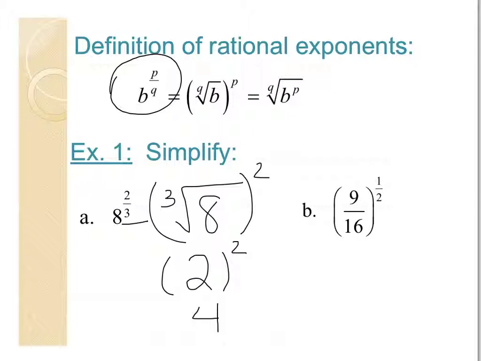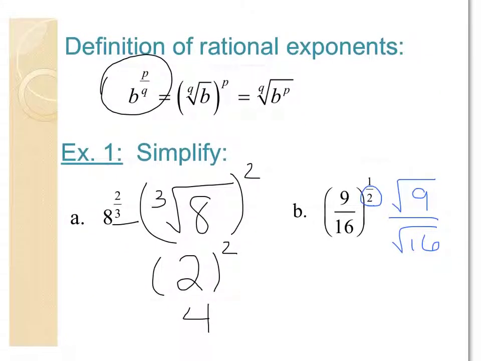Now looking at our second example, B, you can look at 9/16 raised to the 1/2 power. The quick way I always think about this is it's the square root of 9 over the square root of 16, because that 2 right there is telling you you're going to take the square root of 9 over the square root of 16. The square root of 9 is just 3, and the square root of 16 is 4. So your answer is 3/4.